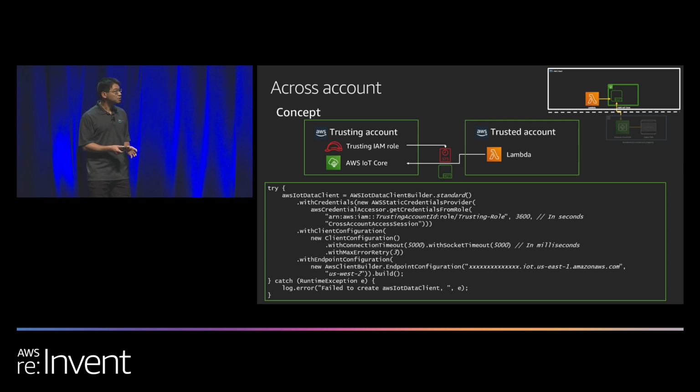Lastly, in the code, when we create this IoT data client, we need to provide the credentials created from the trusting role we just created, with the expiration time and also the connection time. Then we can use this IoT data client to publish the MQTT message the same way as we did before.